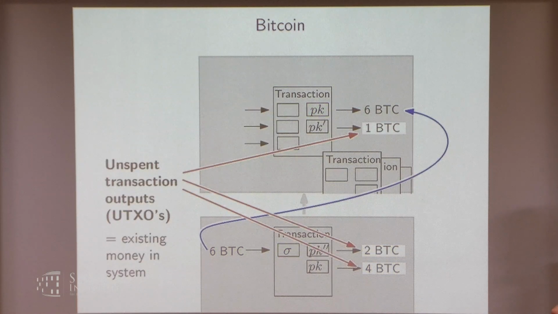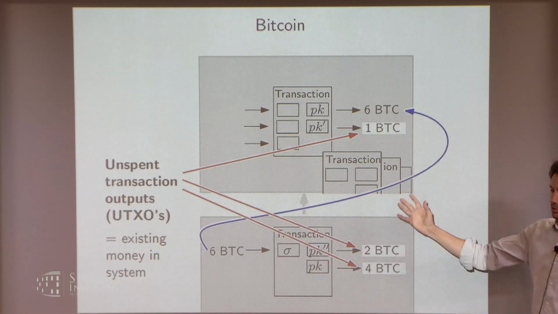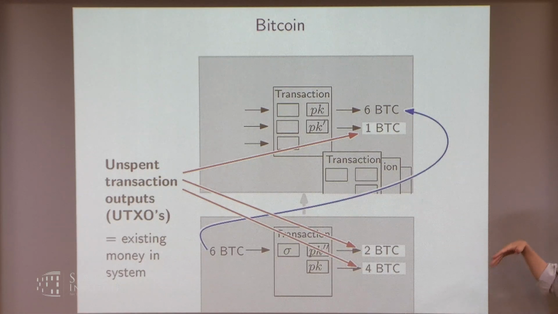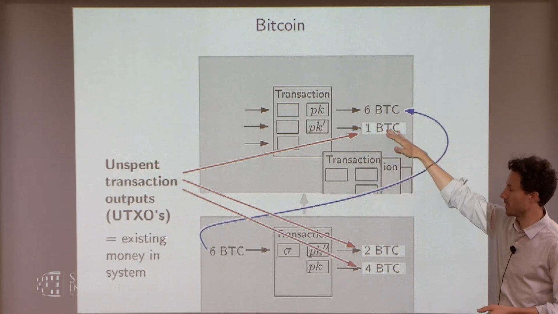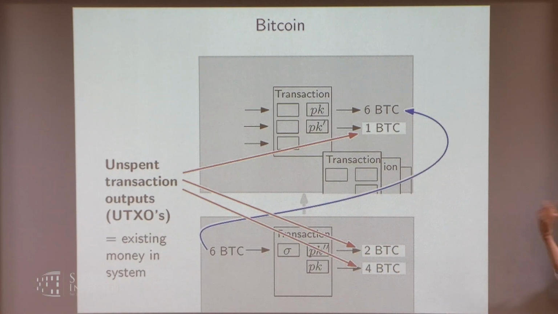So remember, if you download the whole blockchain, you go through everything and verify everything. All you care about in the end is what transactions have not been spent yet. Because if you later see a new transaction, you just have to verify with respect to that set whether it spends one of these unspent transaction outputs.